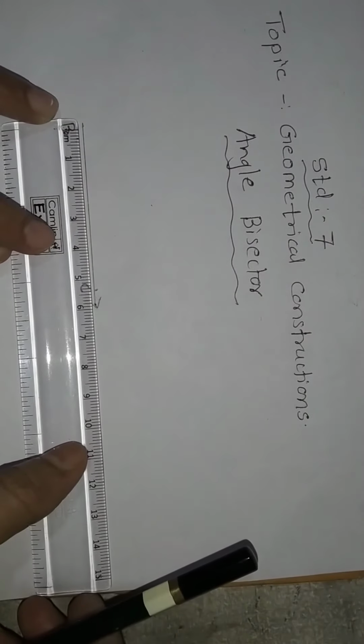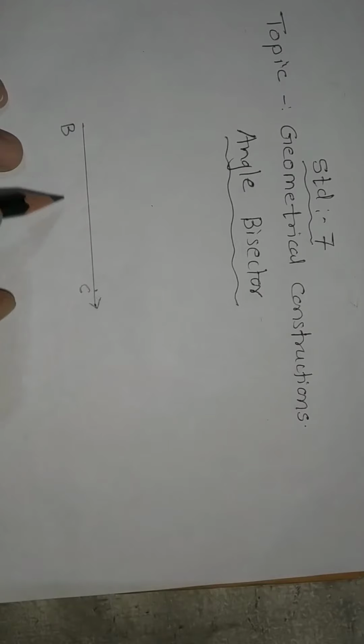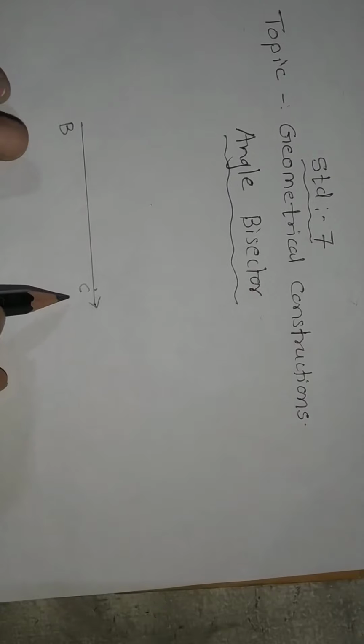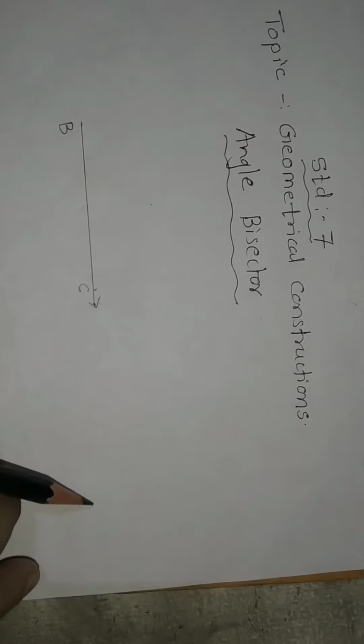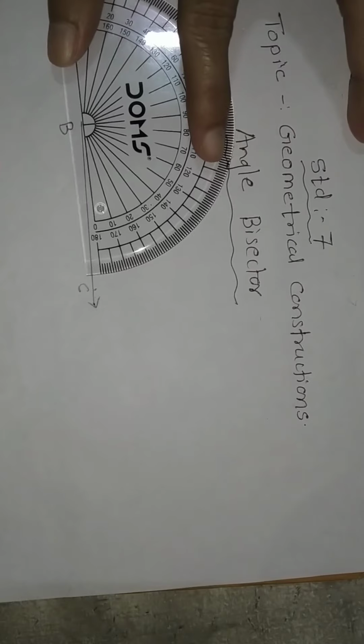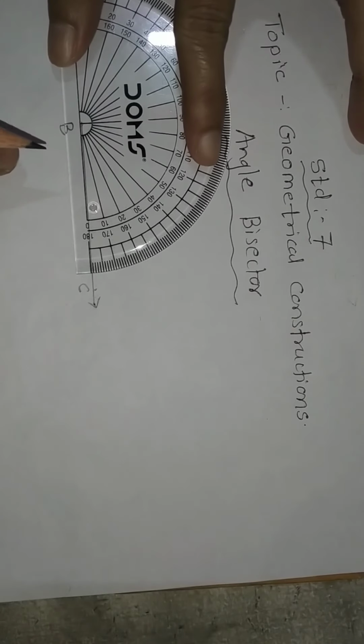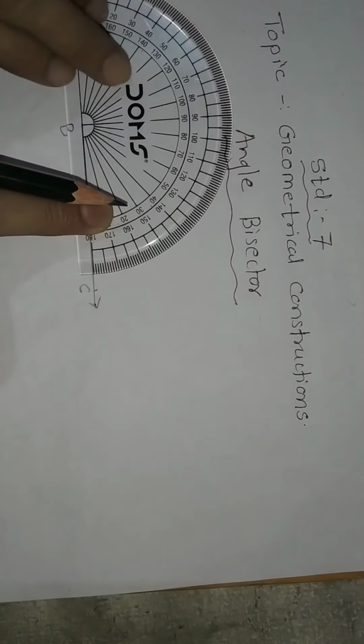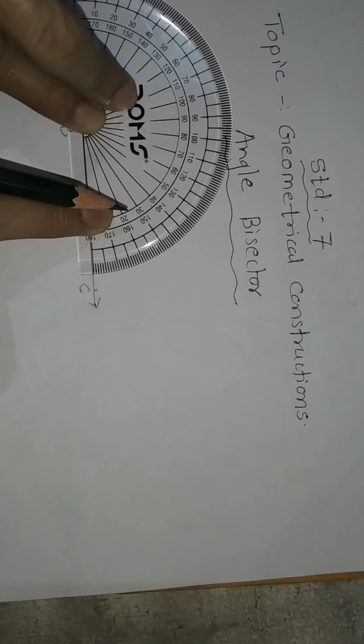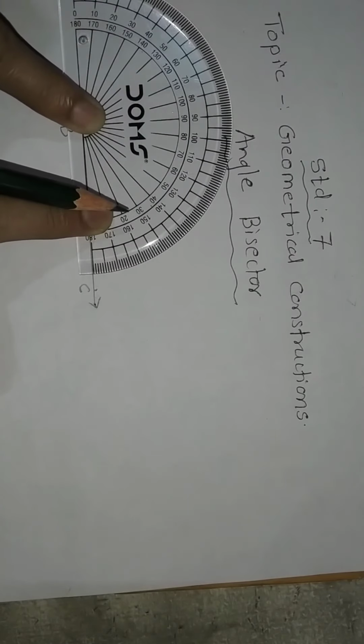First of all, we will draw a ray. Give the name to that ray, ray BC. As we know that for labeling the ray, we require two letters, as you have studied this concept in standard 6. After drawing the ray, take the protractor, keep the center point of the protractor on point B and draw acute angle. Acute angle means whose measurement is below 90 degree.